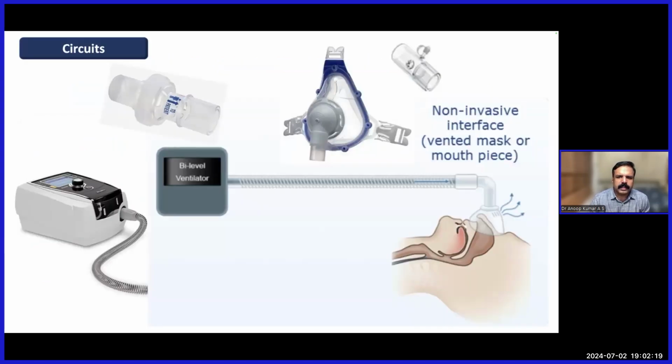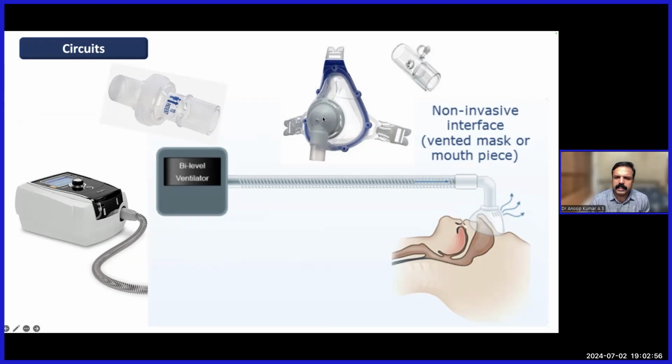So coming to the circuit, the basic part. The main difference between an ICU ventilator and the non-invasive ventilator is that this is a single limb circuit. So you have the gas coming in from the ventilator, and the gas, which is air along with oxygen, is going to the patient. The patient inhales that, and now when the patient exhales, you need some port for the carbon dioxide exhalation. So those things are happening through the vents here in the mask.